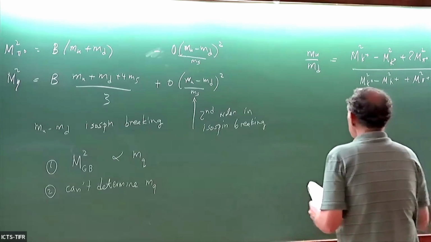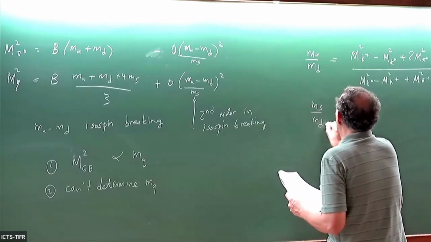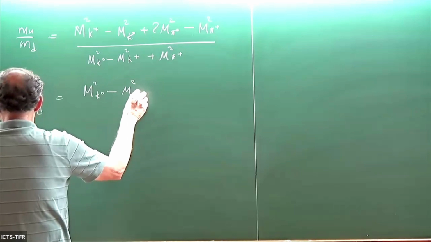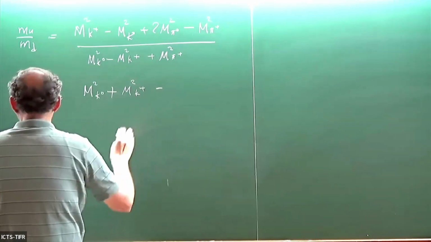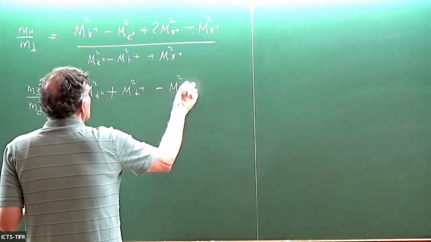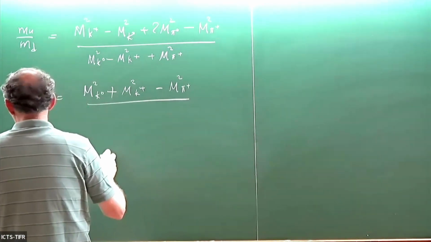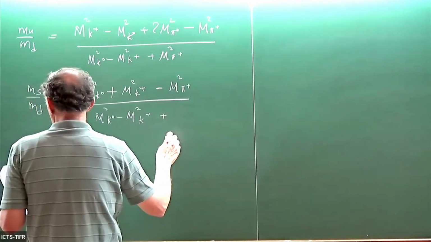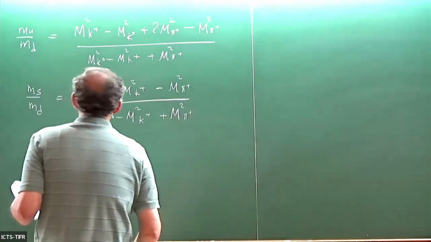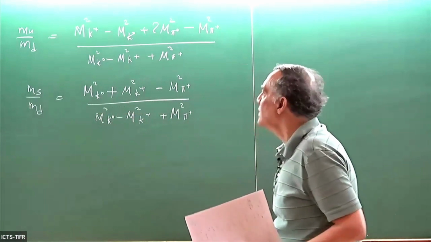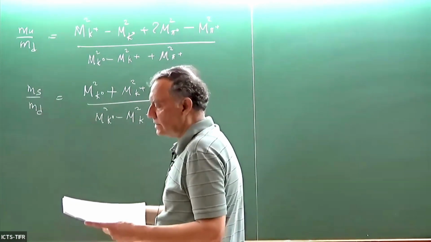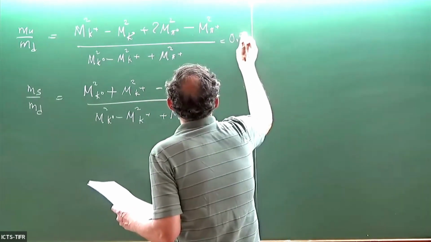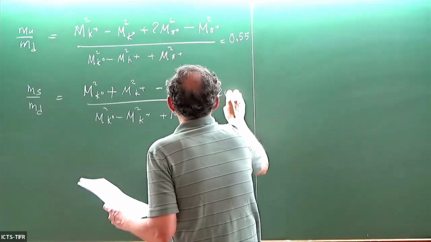And ms over md is m squared k0 minus m squared plus m squared k plus minus m squared pi plus, over m squared k0 minus, yeah, the denominator is the same as above, plus m squared pi plus. So we can determine the quark mass ratios, mu over md and ms over md, where the b drops out. And so plugging in the known values of the meson masses, you get 0.55. And here you get 20.1, I think.